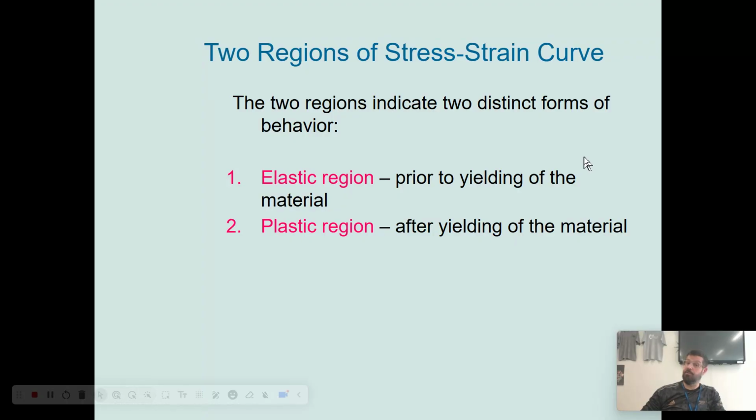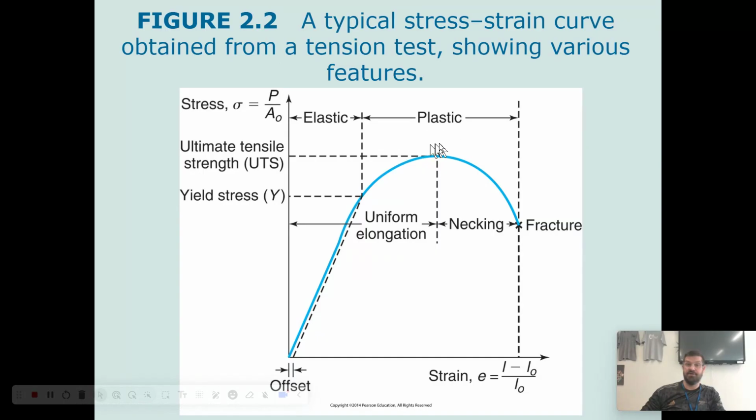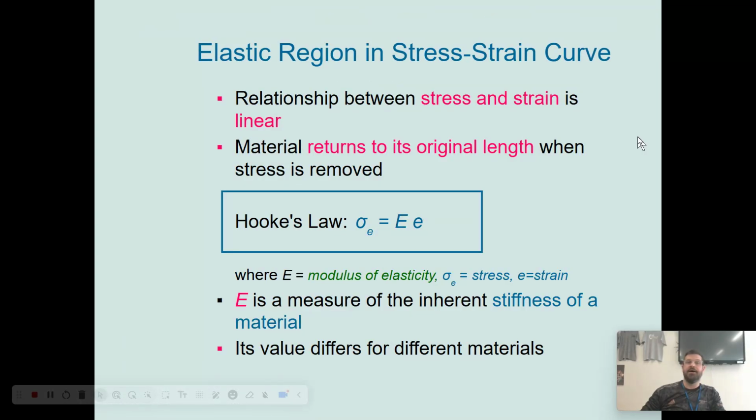I would expect you to be able to tell me what the elastic region of the graph is compared to the plastic region. Elastic, the part where it bounces back. Plastic, meaning it's permanently deformed and it's not coming back to its original length. Okay, we talked about it here. Same graph, same idea.